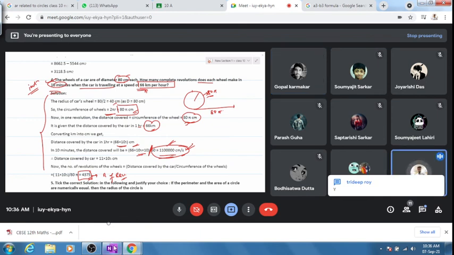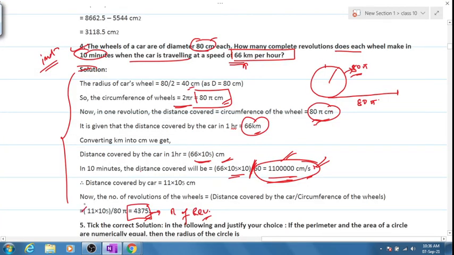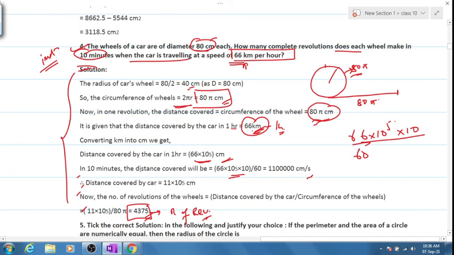So the fourth last line is a problem. 1, 2, 3, 4. 10 minutes, see this is for 1 kilometer, 1 hour, right? So for 1 minute it will be how much? 66 by 60, yes or no? And for 10 minutes it will be into 10. This is for 1 minute by 60, and into 10 means 10 minutes, because they are asking for 10 minutes, that's it. Okay, this solving will give us 11 into 10 to the power 5 centimeters per second. Now is it clear?